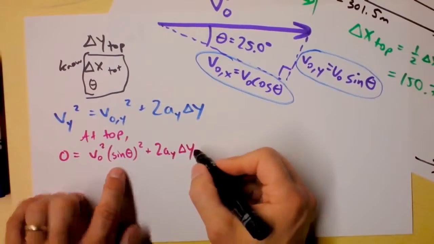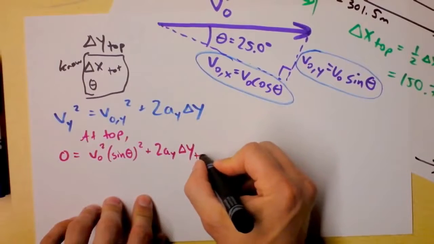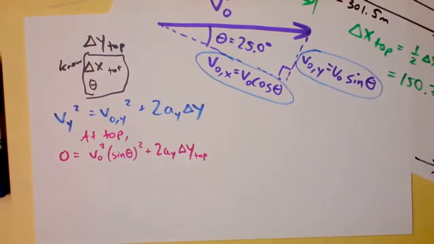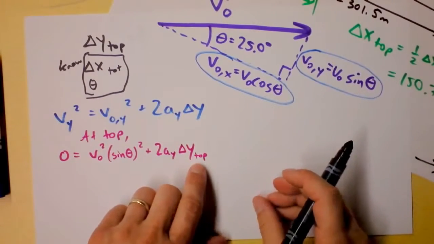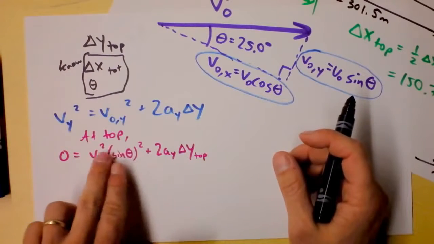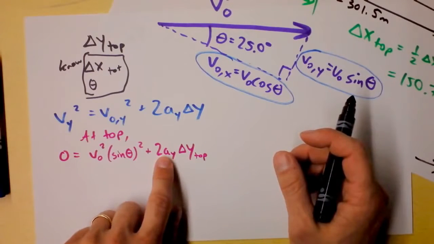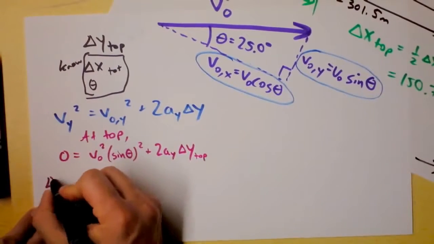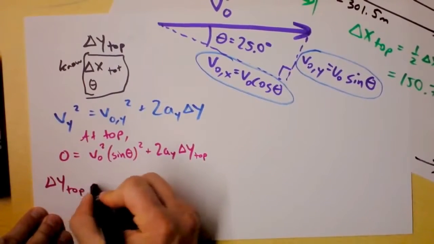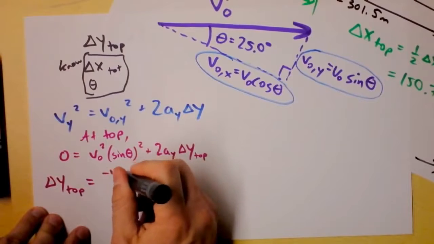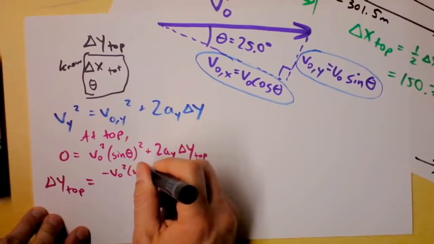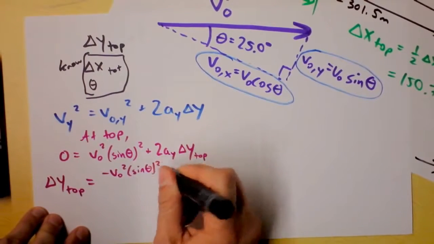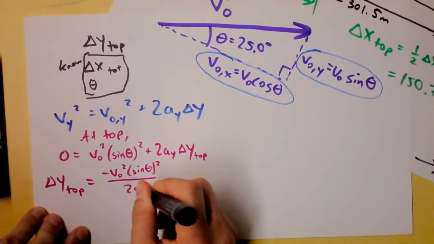And then this delta y, because I'm thinking about at the top, is going to have to be labeled delta y top. Lo and behold, that's the exact variable that we want. So I'm going to subtract this term from both sides and then divide by 2ay, and I'll get delta y at the top. This will be lovely. Watch this. Delta y at the top equals negative V naught squared sine theta squared divided by 2ay.